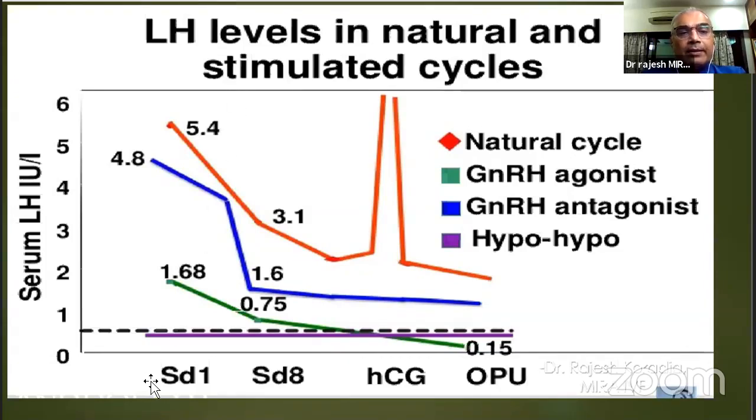In the agonist cycle, the downregulation becomes profound as days progress and the LH level remains around a bare minimum. In hypo-hypo, the LH level is below the minimum level. And that is the reason in hypo-hypo, the LH activity is absolutely mandatory. Without that, folliculogenesis is not going to happen.